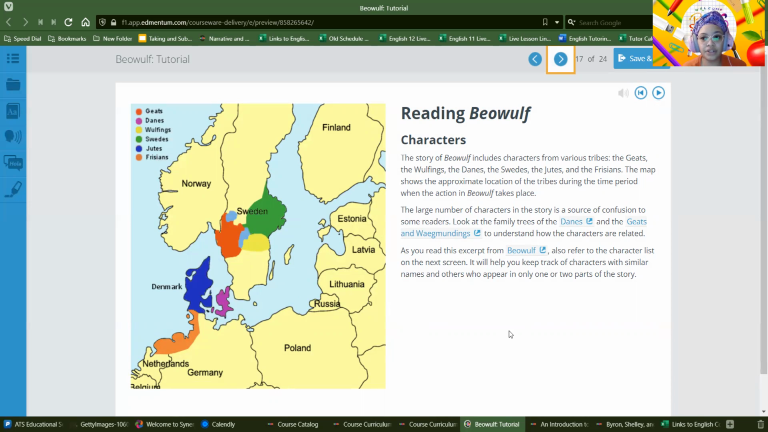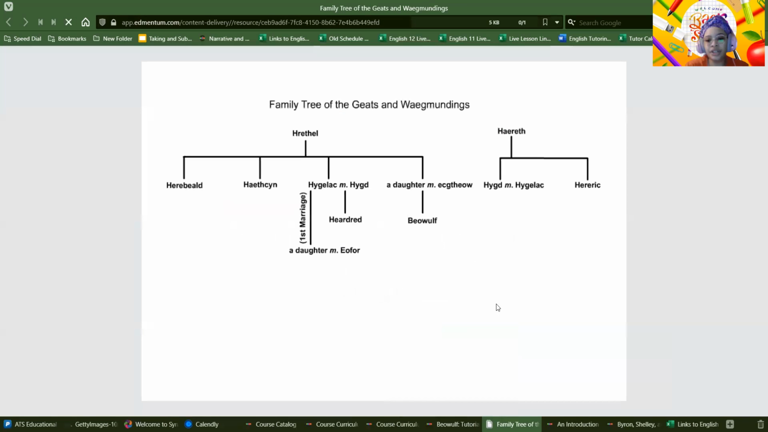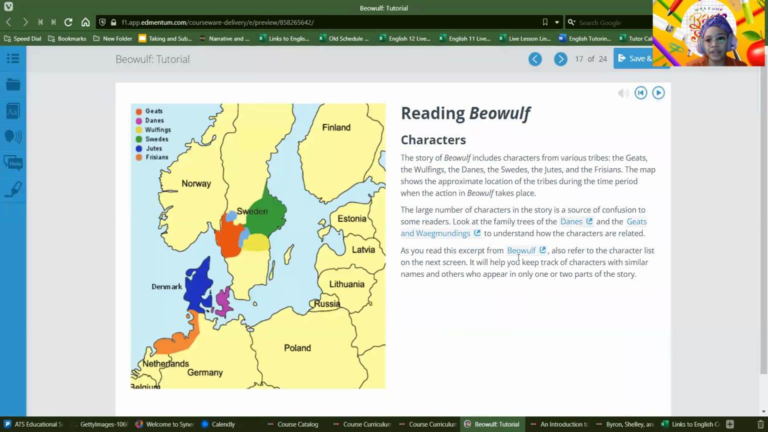There's a lot of characters in this story. We're not expecting you to remember them all, and it's usually confusing for people. So they give you family trees for the Danes, in terms of just, you know, this is an epic warrior, and they give you some of the other descendants here, and then siblings that broke off. So that you don't have to memorize these, but when you see a name and you're not sure how they're related, basically you can refer to these to figure out how people are related.